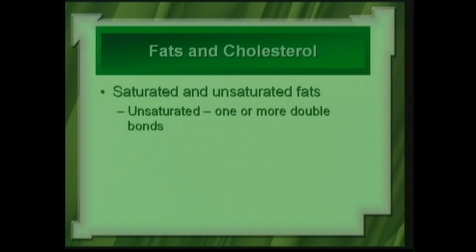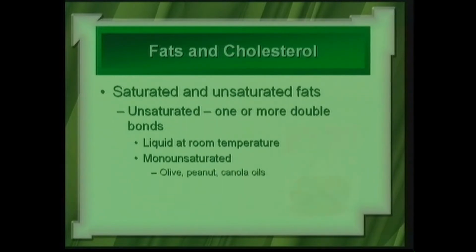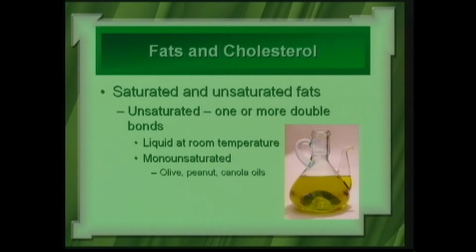So unsaturated fats have one or more double bonds, and they tend to be liquid at room temperature because the fatty acids can't nestle in next to each other and slide themselves next to each other and form a solid. So we have monounsaturated fats, which tend to have only a single double bond, and some of them are among the best kind of fats for us, which we'll get into a little bit more in depth a little later.